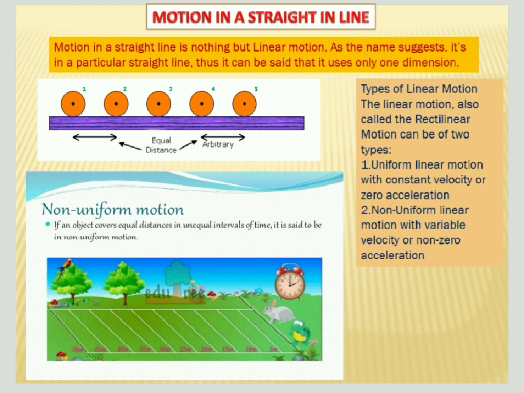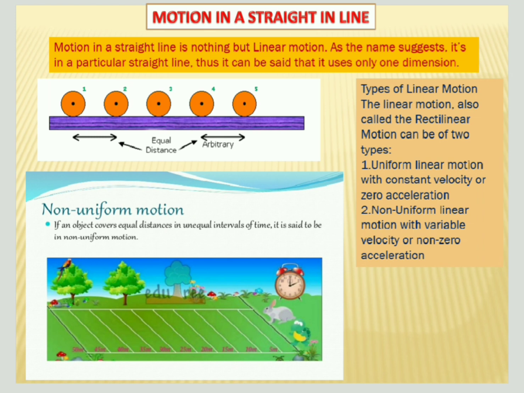Okay, this means what? When a motion is in a straight line, it is a linear motion. Straight means it is linear, as the name suggests, it is in a particular straight line, thus it can be said that it uses only one dimension. So here you can see the types of linear motion.